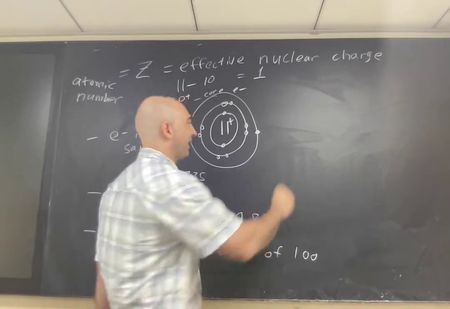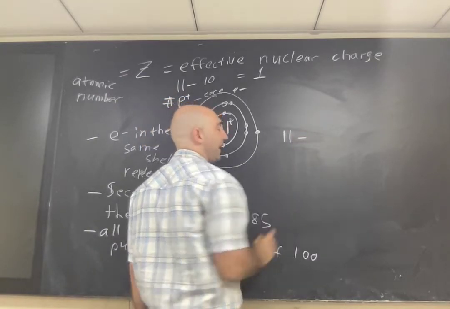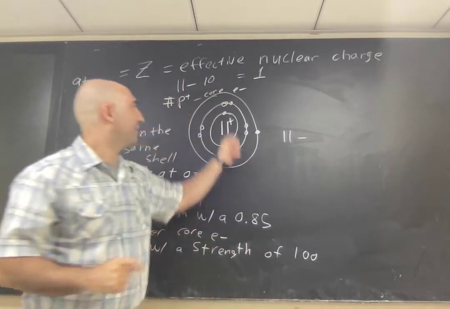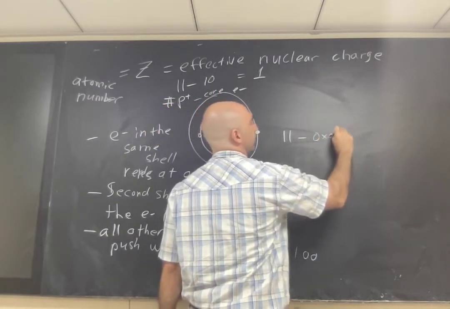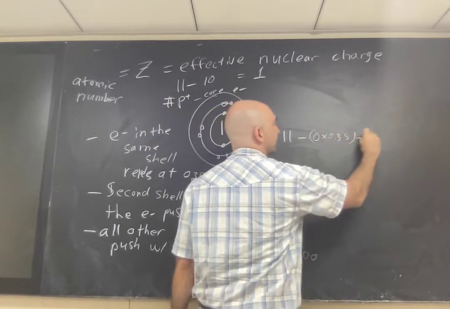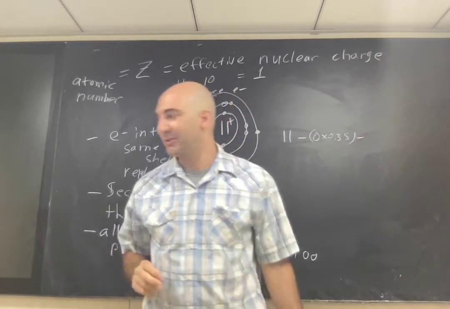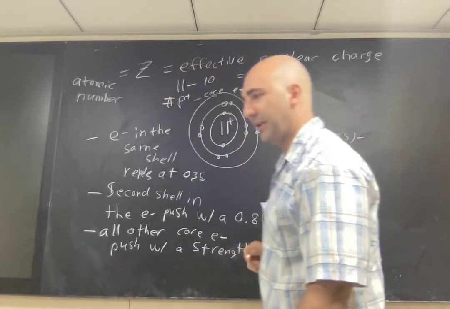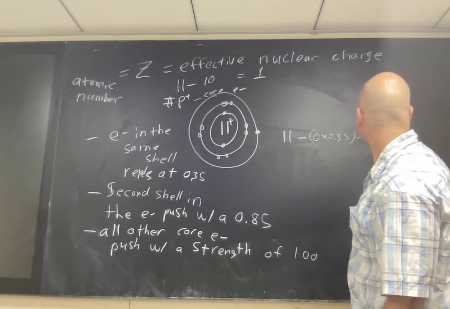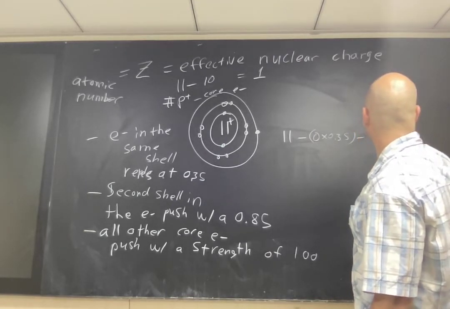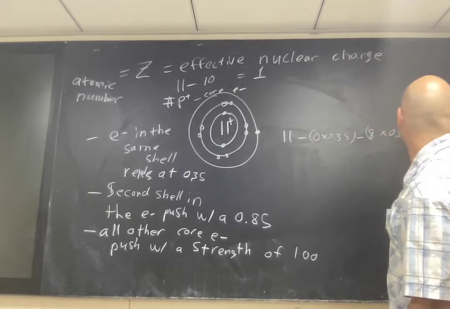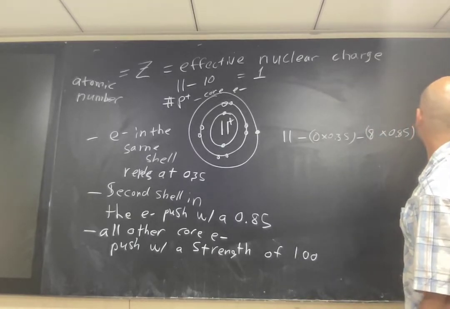And if you do this math, you end up with 11 minus, now there's no electron in the same shell, so it'll be minus 0, so it's going to be 0 times 0.35. And then it's going to be minus, and this is where I might actually want to get a calculator out here in a second, minus 8 times 0.85, and then you minus 2 times 1.